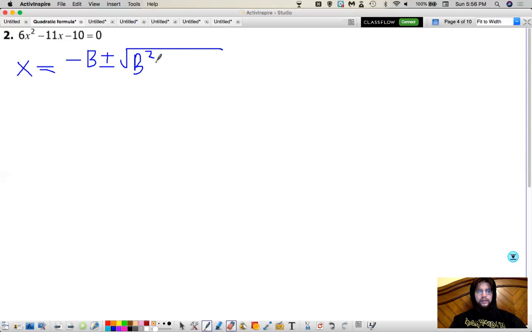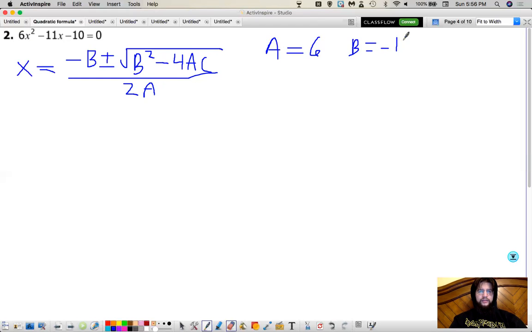Now, I use capital letters because they're easier for people to read. If you prefer using lowercase letters, that's fine. A lot of people use lowercase letters. I'm just better at writing capital letters. Let's see, A is 6. B is negative 11. And C is negative 10.